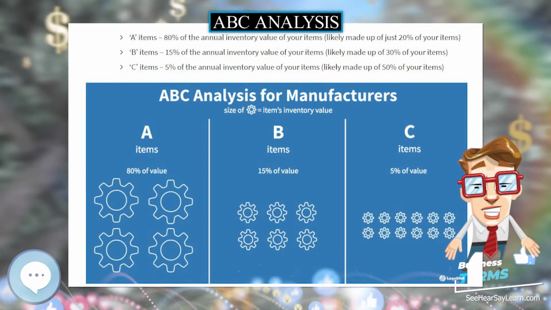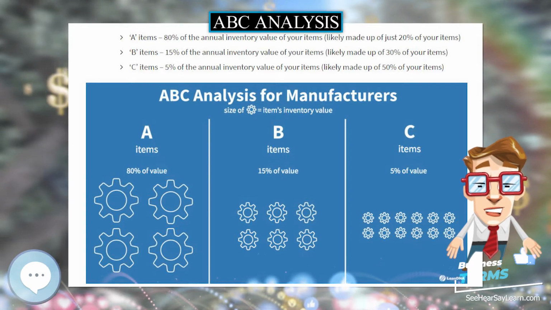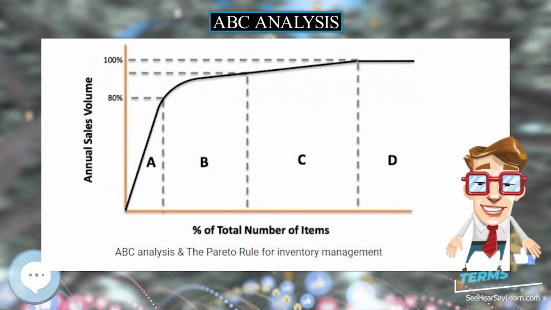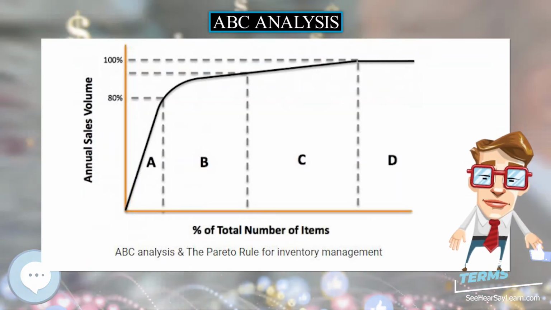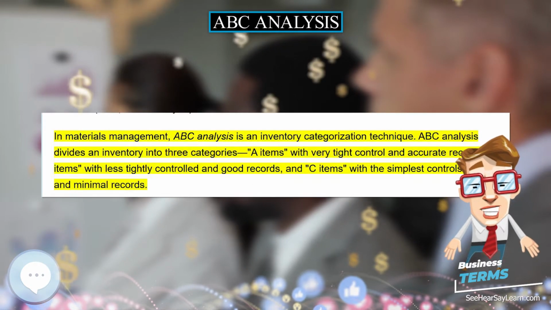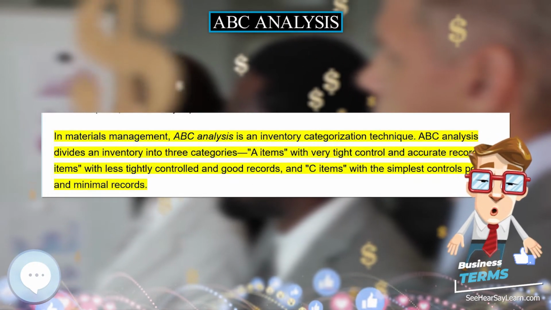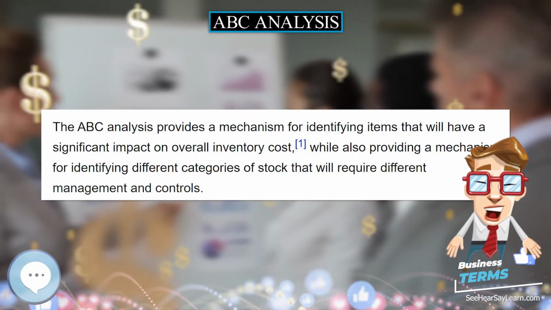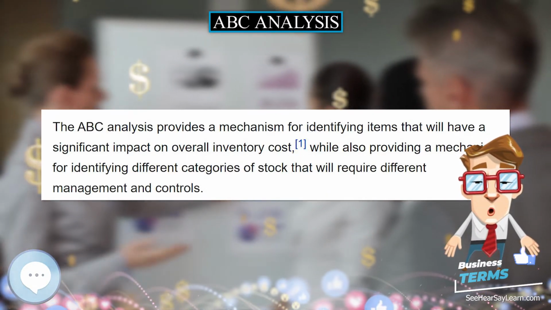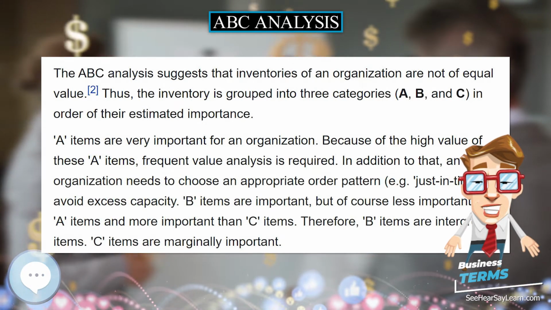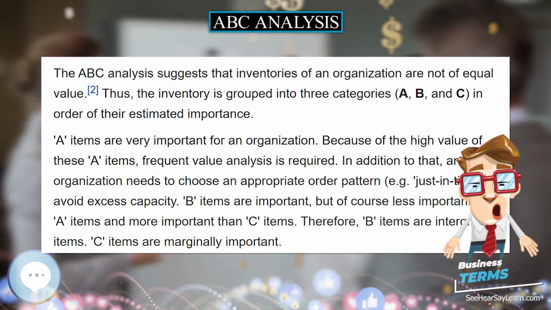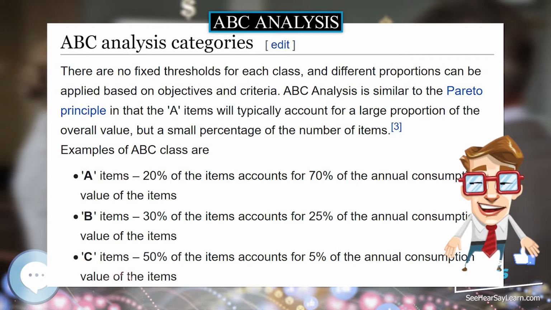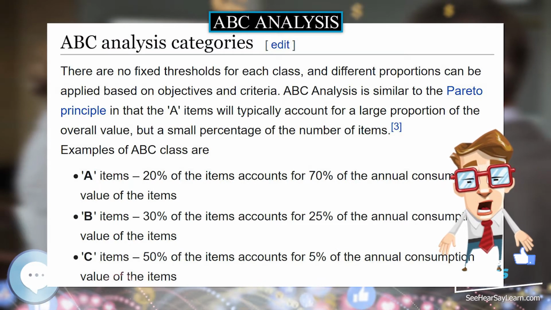ABC analysis categories. There are no fixed thresholds for each class, and different proportions can be applied based on objectives and criteria. ABC analysis is similar to the Pareto principle in that the A items will typically account for a large proportion of the overall value, but a small percentage of the number of items. Examples of ABC class are: another recommended breakdown of ABC classes.